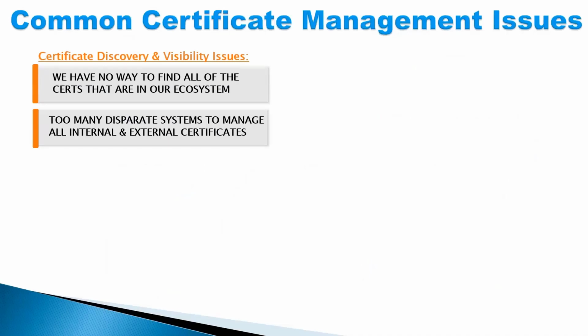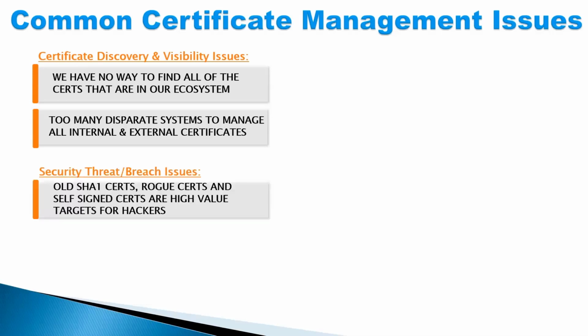When Josh and I talk to hospitals across the country, we find common certificate management issues. And one of the biggest ones right off the bat is visibility. They have no way to easily discover all of the certificates that are in their ecosystem. There's too many disparate systems, and there's internal and external certificates, and it's a very difficult thing to manage simply with spreadsheet tools. And then if you have old certificates like SHA-1 certs or rogue certs, self-signed certs, these are great targets for hackers, and we certainly want to try and help in that area as well.